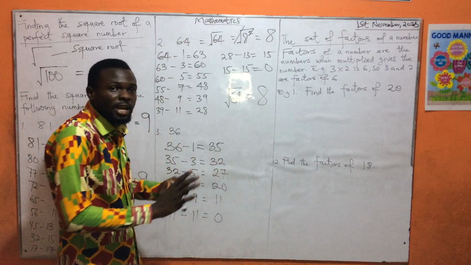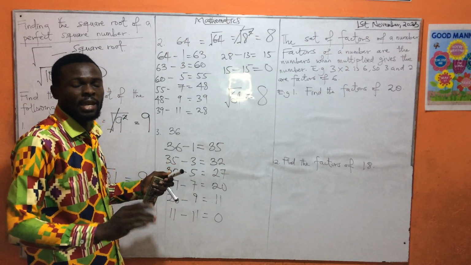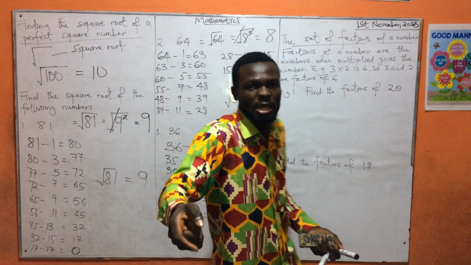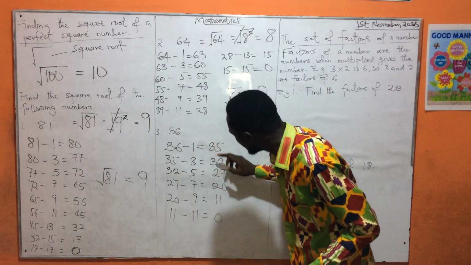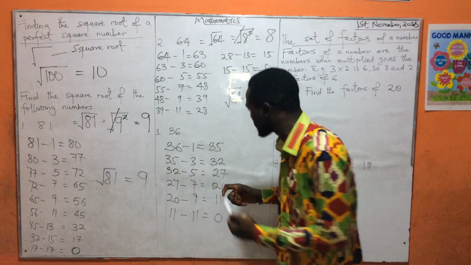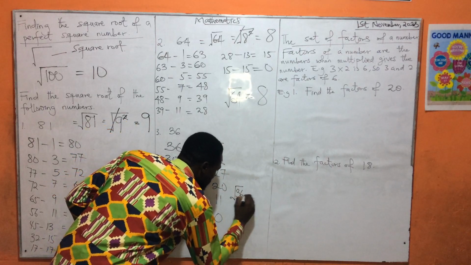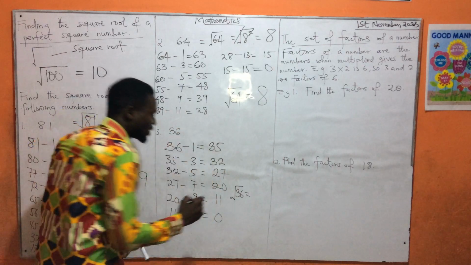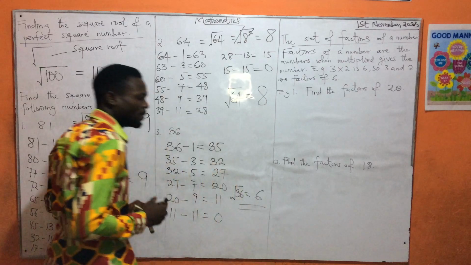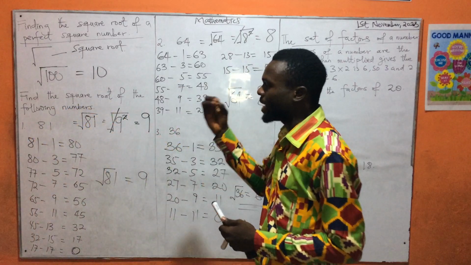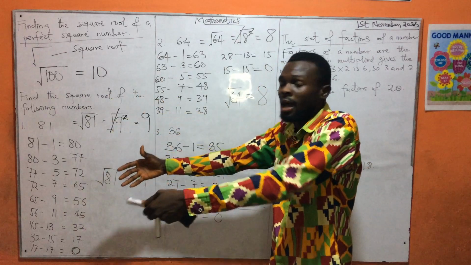So once we hit 0, we've completed the repeated subtraction. We just count the number of times we subtracted. We subtracted 1, 2, 3, 4, 5, 6. Which means that the square root of 36 with the repeated subtraction happens to be 6. And this is a method whereby we can be asked to find the square root of a number.